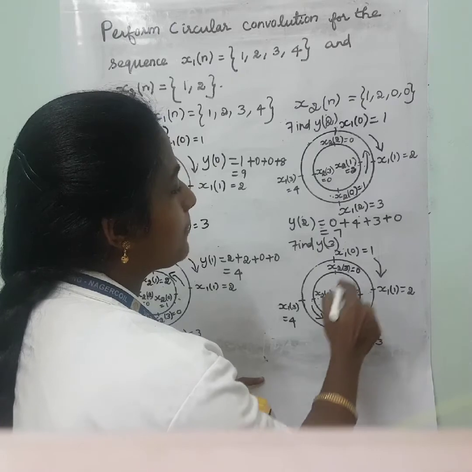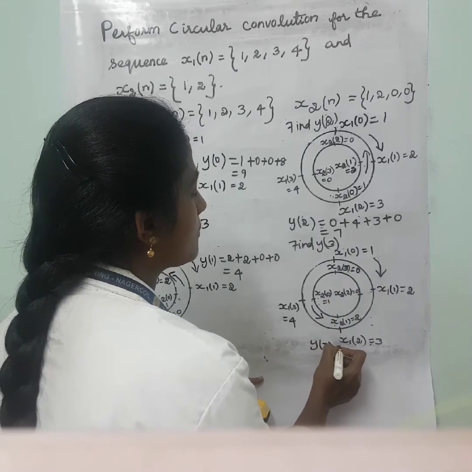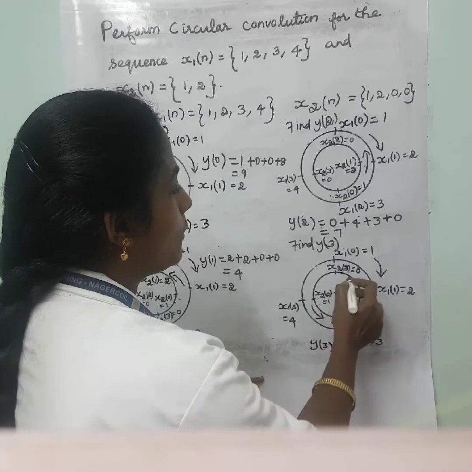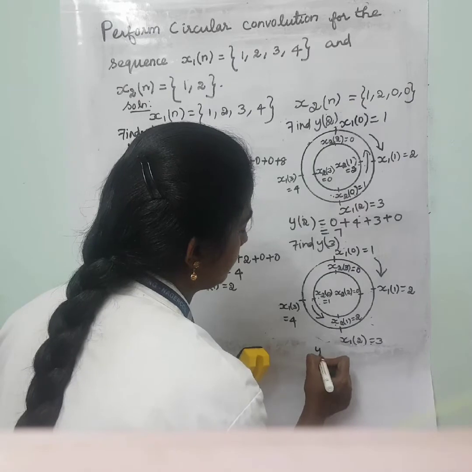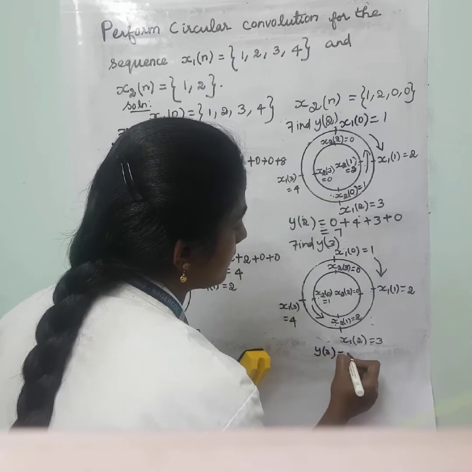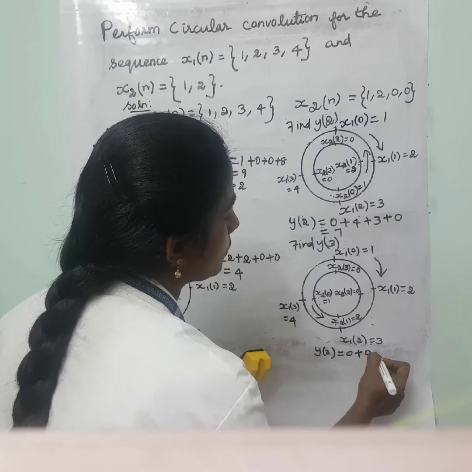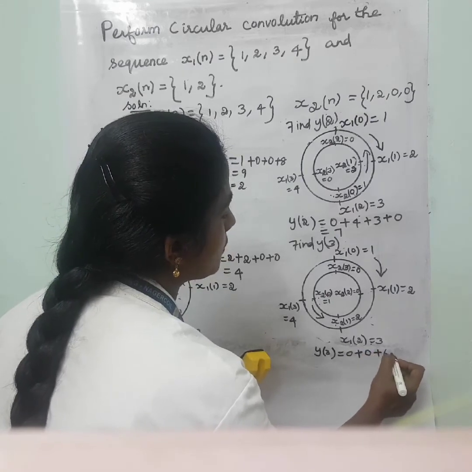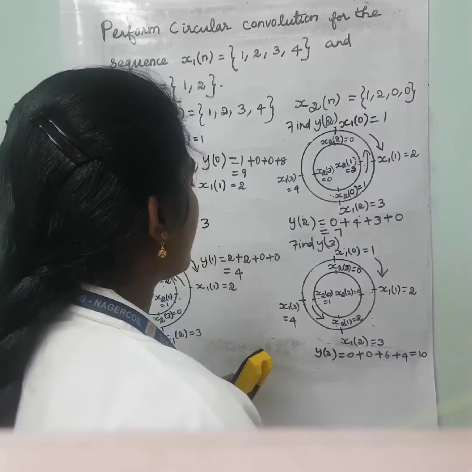Now you can multiply the corresponding values to get y of 3. So y of 3 is equal to 1 into 0 is 0, plus 2 into 0 is 0, 3 into 2 is 6, 4 into 1 is 4. So you will get the answer 10. So y of 3 is equal to 10.